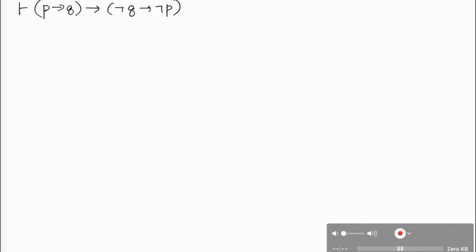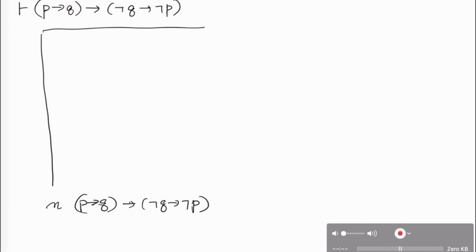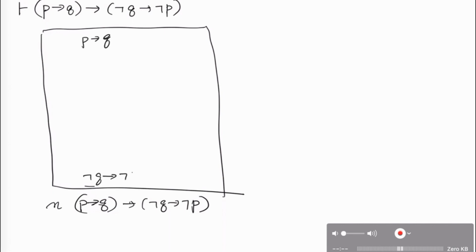So the formula that I ask you to show is this one. Again, you have no premise to start, but your goal is line n. So we have P implies Q implies not Q implies not P. Good. Same thing again. So we need a box. P implies Q is the first line, not Q implies not P is the last. So this is 1 and n minus 1.